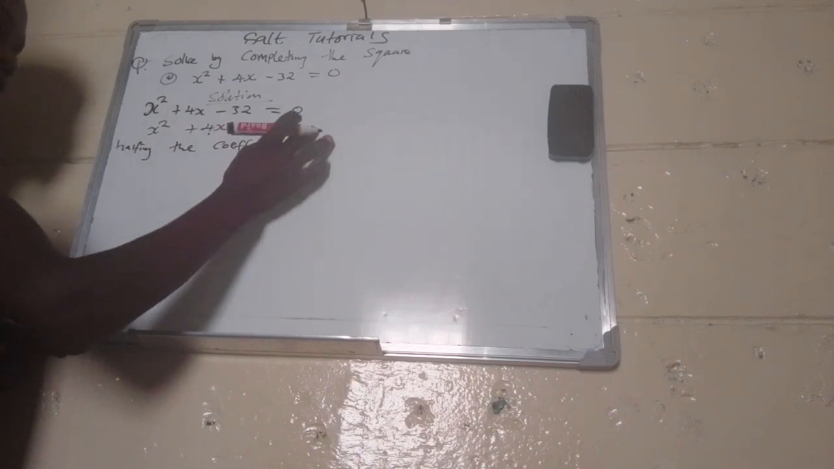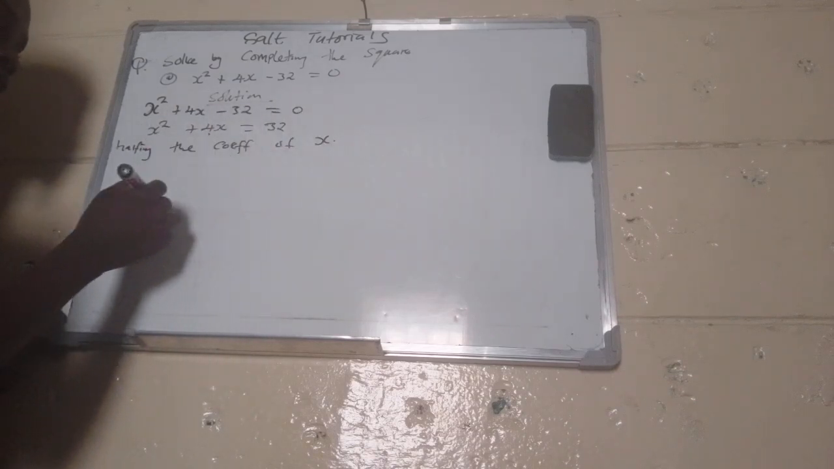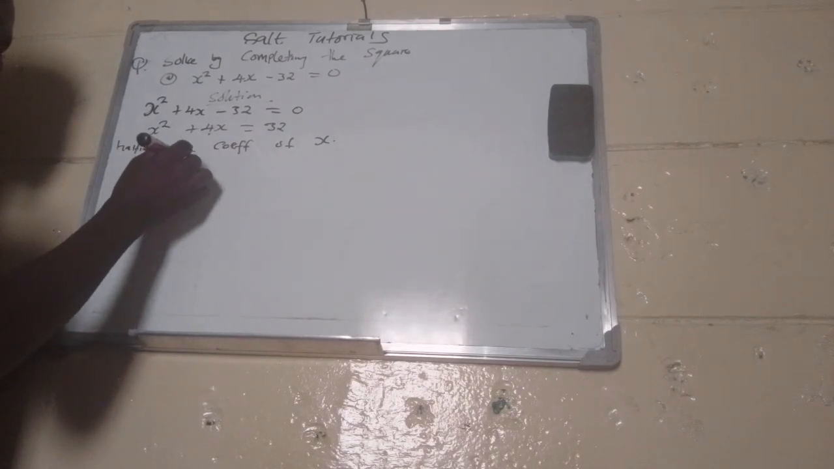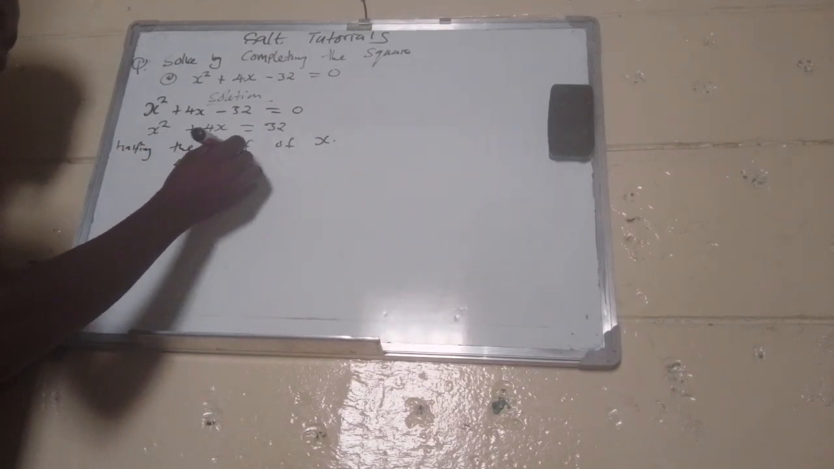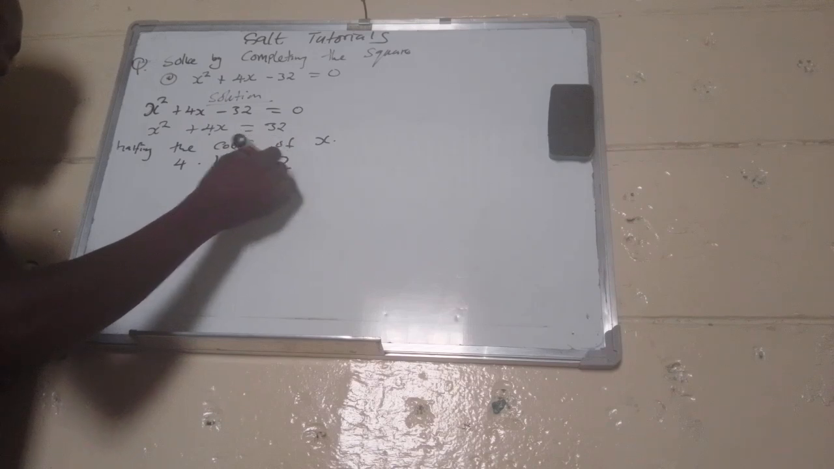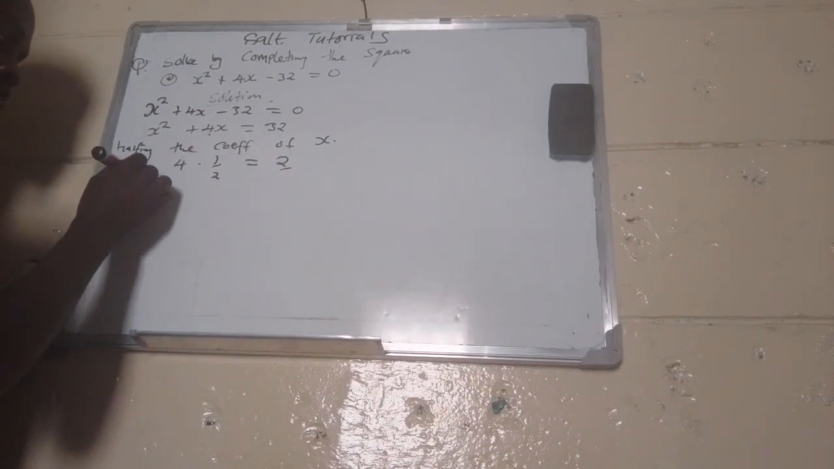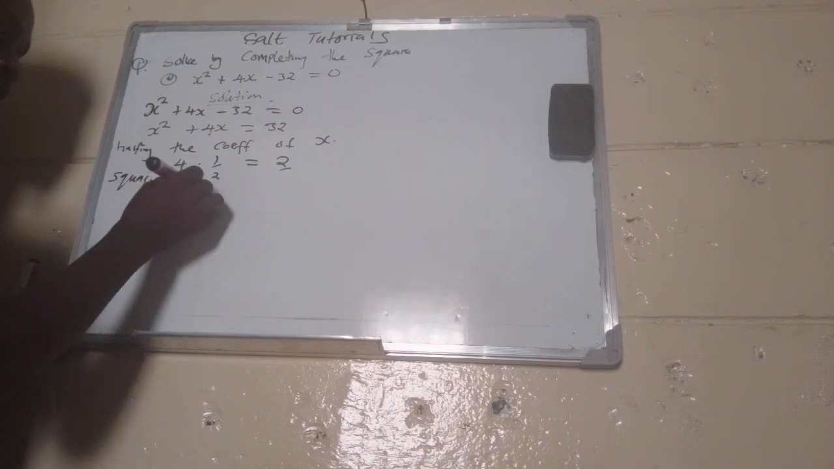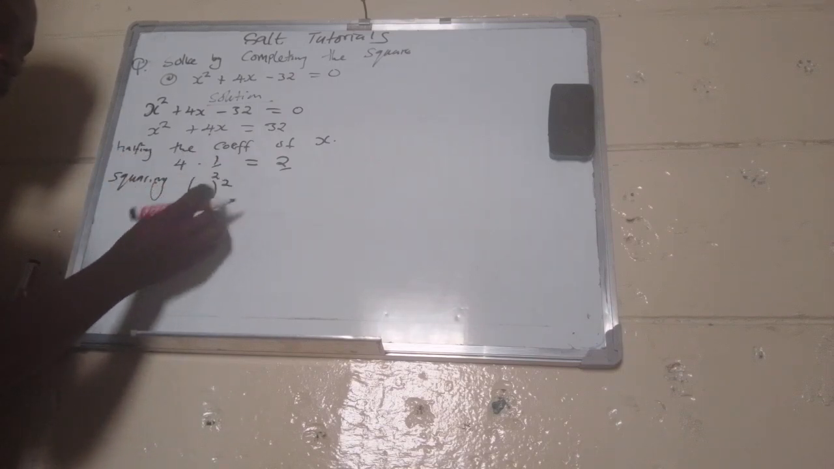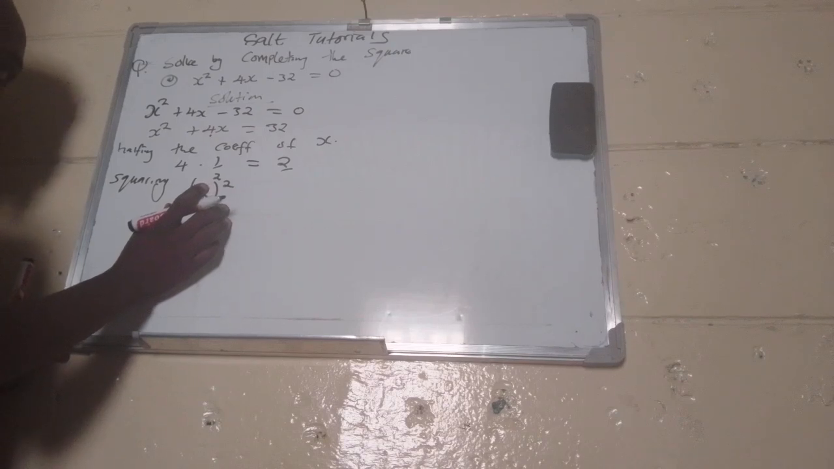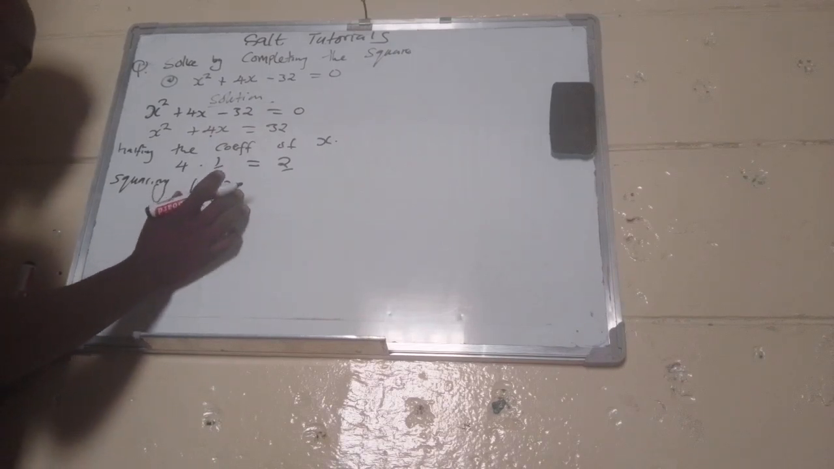Halving the coefficient of x: halving this, it is 4 multiplied by 1 over 2, which is going to give us a 2. Squaring the outcome, this will be 2 squared. Do not simplify it by writing 4; you square it and keep it the way it is.